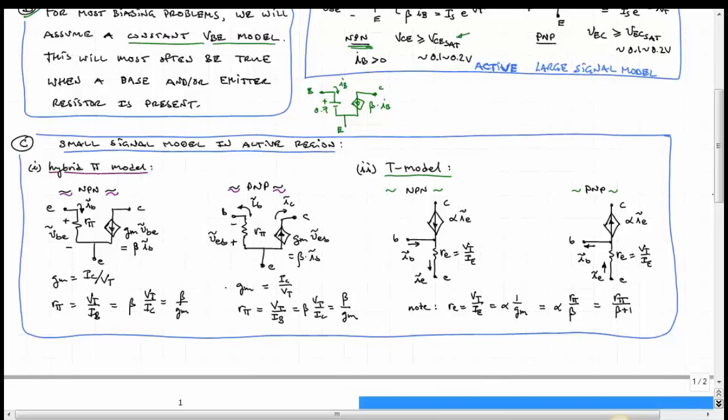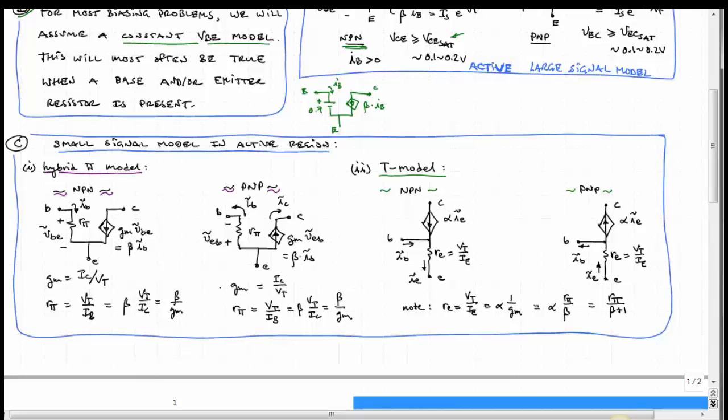Essentially what we've done is that the diode junction between base and emitter has been replaced with a linearized resistor. This is just the incremental resistance of the diode. It's the slope of the IB versus VBE curve, and it is expressed down below as the thermal voltage divided by the base current. We can also write it as beta over GM.